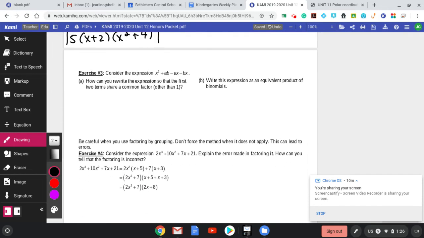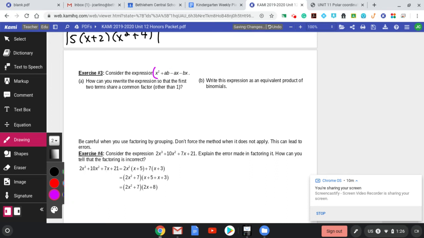Consider this one right here. How can you rewrite it? Because how can you rewrite this expression so the first two terms share a common factor other than 1? Here's why I'm asking that. Because if you guys try to group these first two and I say, okay, what are you going to take out? You're going to be like, oh, I can't take out anything. And you're right, you can't.